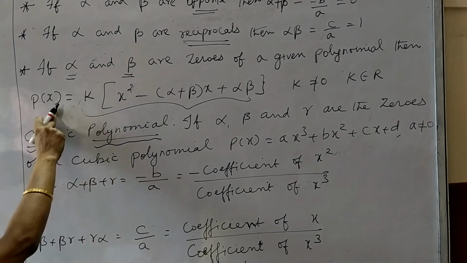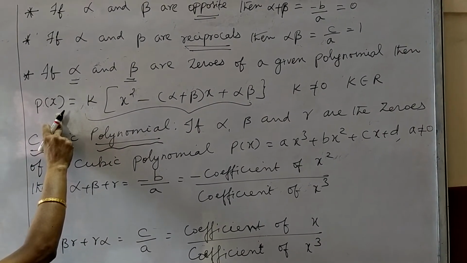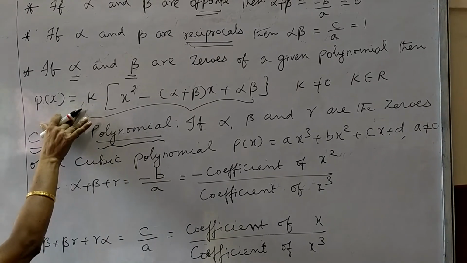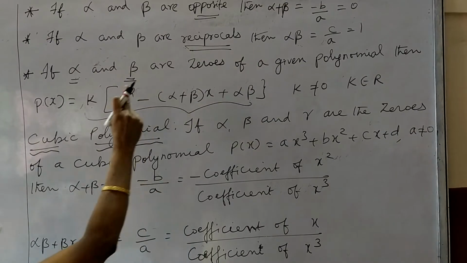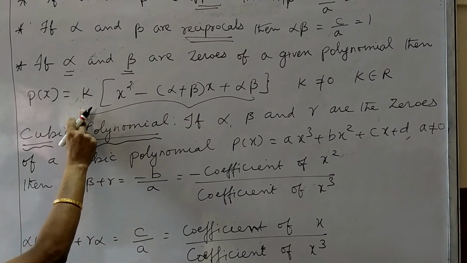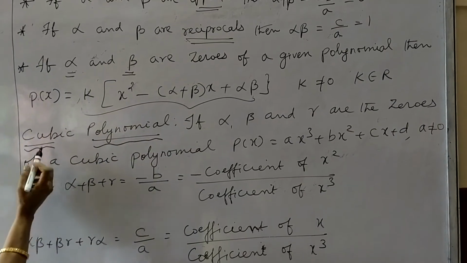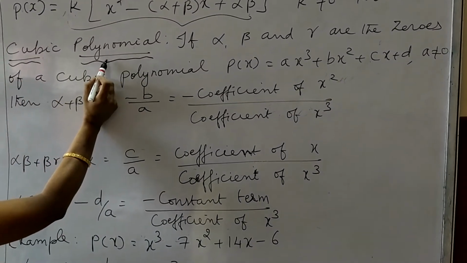So these zeros will be given, and we will be asked to frame the quadratic polynomial. Sums on this we are going to see in the coming exercise. The only thing we should remember is this result. So this is when zeros are given and the polynomial is asked. Next we are going to discuss the cubic polynomial.